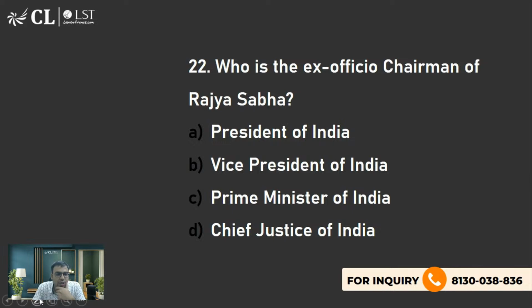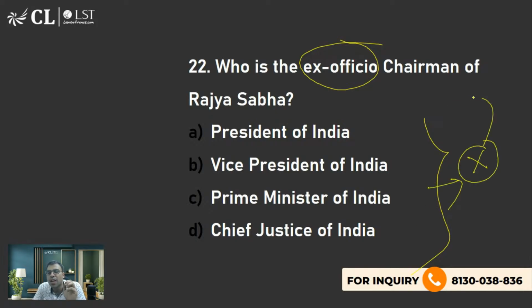The next is who is the ex officio chairman of Rajya Sabha? Ex officio chairman मतलब क्या होता है? By virtue of. It means whosoever is holding this post, one of them, है ना, either of these four. I mean, one of them is the answer. Whosoever is holding this post will automatically become the chairman of Rajya Sabha. Which person is being talked about here, है ना? बताओ. Very good. B. Right, right. The right answer is vice president.